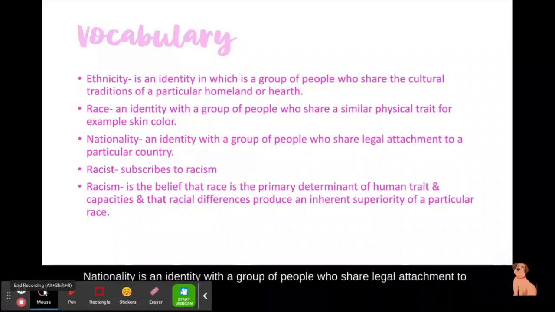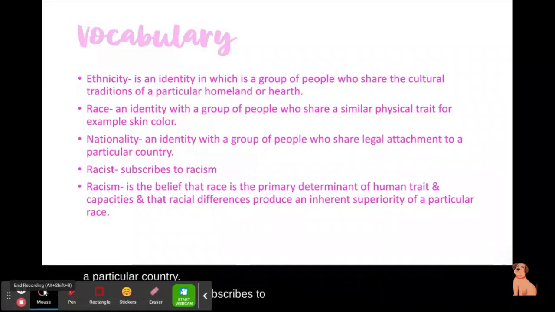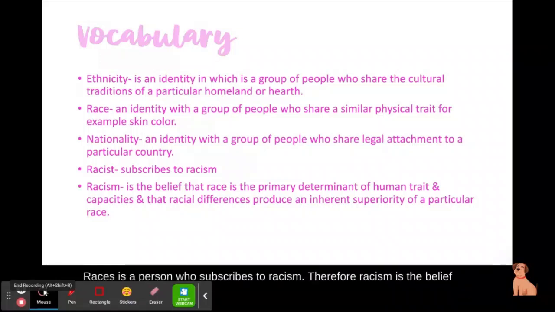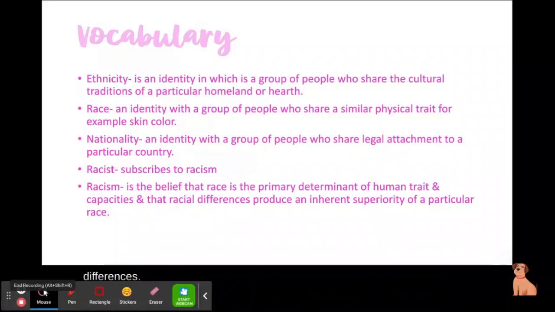A racist is a person who subscribes to racism. Racism is the belief that race is the primary determinant of human traits and capacities and that racial differences produce an inherent superiority of a particular race.